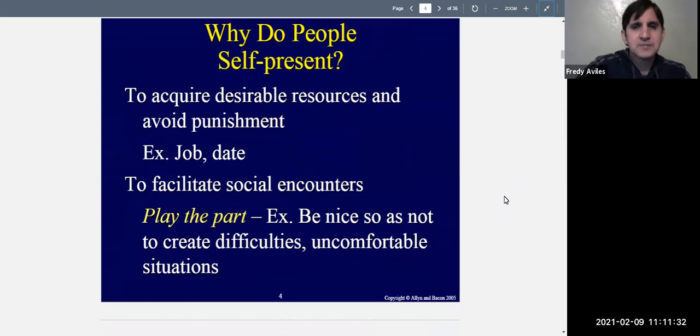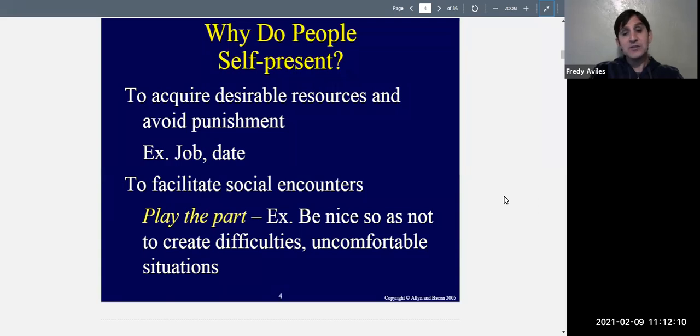Why do we self-present? There are several reasons, okay? But one reason is to acquire desirable resources and avoid punishment. So we want certain things from people. That's why we self-present. So maybe we want to get a job. So we present ourselves, let's say to the boss or the person who's doing the hiring, right? As someone who is responsible, someone who is competent, right? Someone who's nice and committed, all those things, right? We want a job. Or maybe you want a date, right? Valentine's Day is coming up and maybe you want a date, okay?